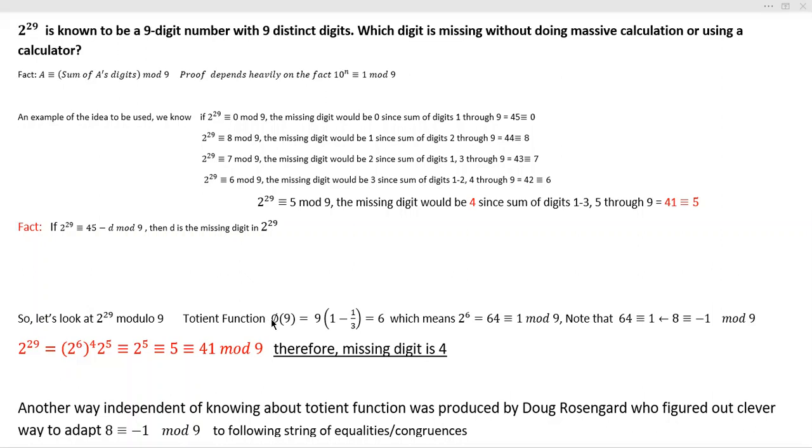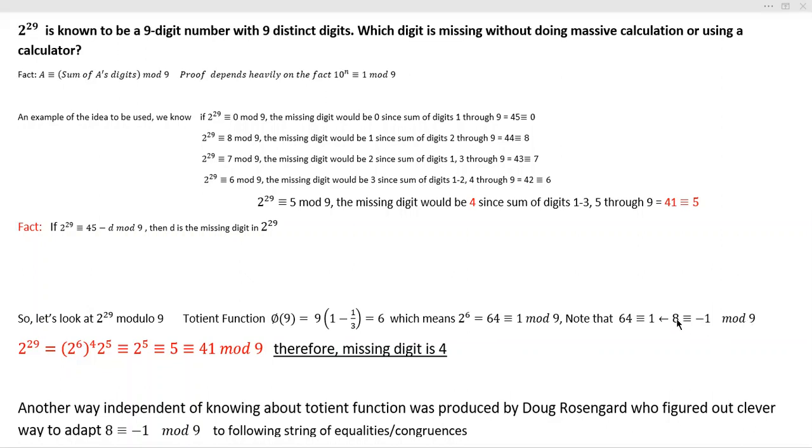Now, I would like to say more about the Totient function. I won't right now. I have learned a little bit more about it, but this isn't the only way to fly, really. I would like to point out right here that one of the subscribers on the channel started with 8 congruent to -1, which is certainly true, mod 9. He started with that without even appealing to anything about the Totient function.